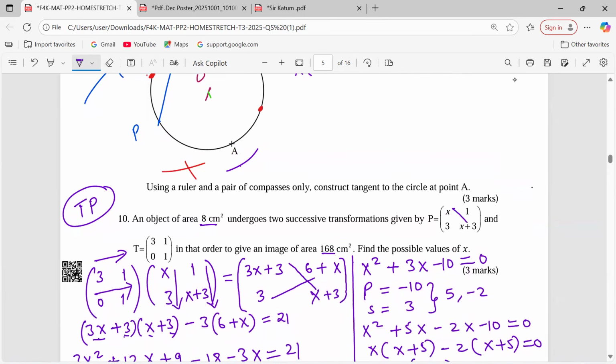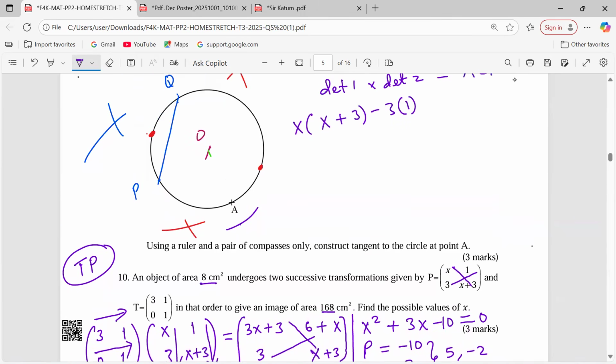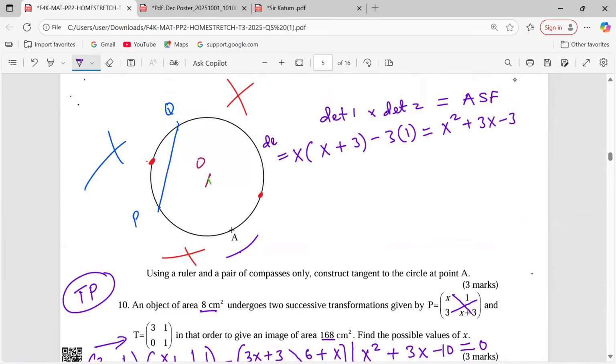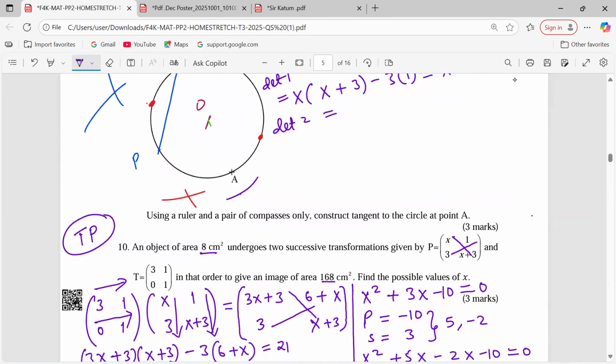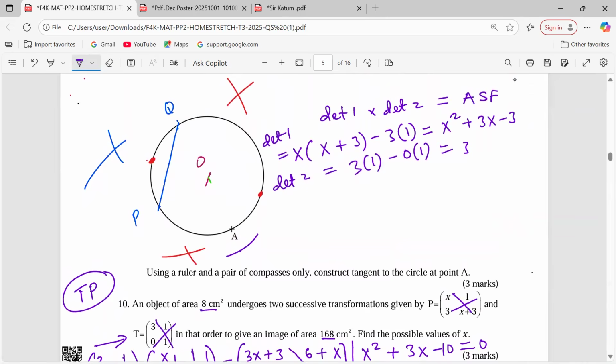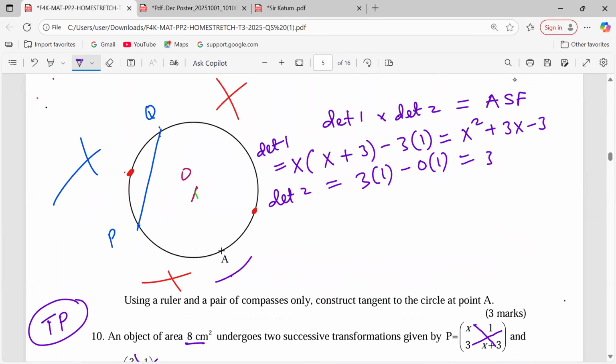I'm using the leading diagonal product minus the product of the other elements. So this can simplify to x squared plus 3x minus 3 that way. What about the second determinant? This is det 1 from the first matrix. Determinant 2 shall be 3 by 1 minus 0 by 1, so it shall be 3. So now we are having 3 as the second determinant.